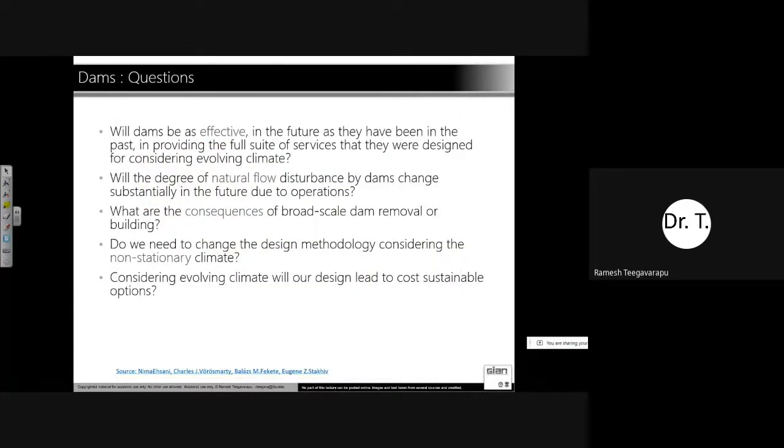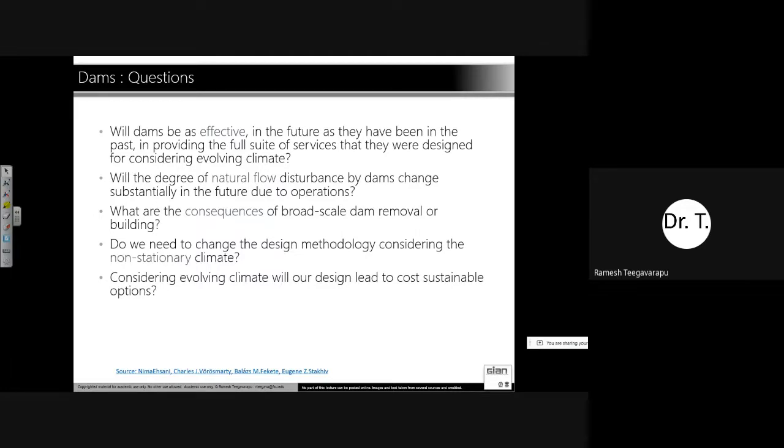So the questions we have to ask in case of climate change are: will dams be effective in the future as they have been in the past in providing all kinds of services under an evolving climate? The natural flow disturbance by dams, can we sustain that problem? Because when we build dams, we are altering the natural flow.